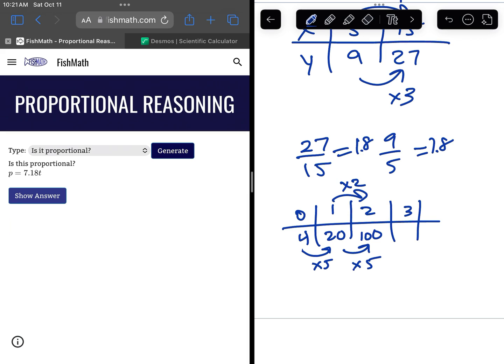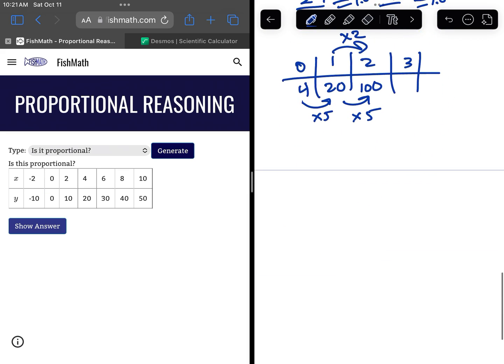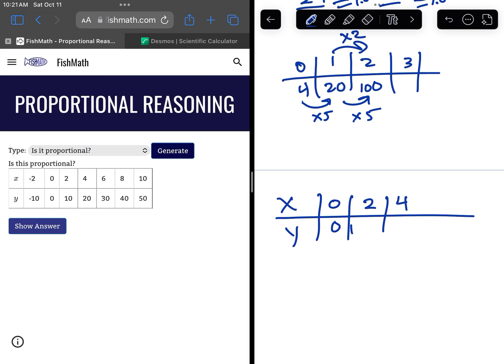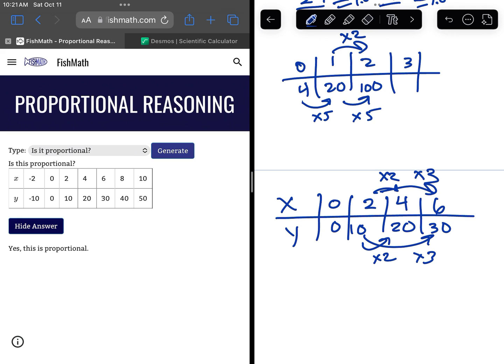Let's see if we can get one that's trickier. Here we go. I see a 0, 0, which doesn't necessarily mean it's proportional, so we got to double check. We have the 0, 0, which is good, and then 2, 4, let's see, 10, 20. So this would be doubling. This would be doubling, so that's a good start. 6 and 30, this is tripling, this is tripling. So that looks good. That is proportional.